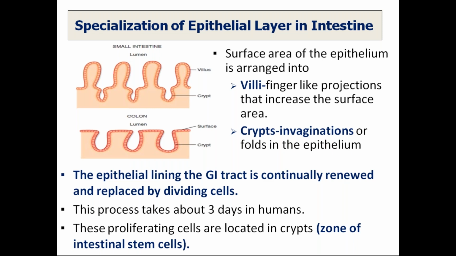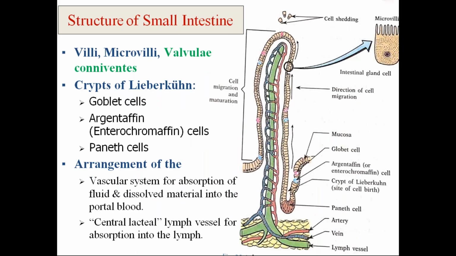Nutrients are absorbed in the small intestine mainly. So this is just again a structure of the small intestine. It is showing you the villus, and this is showing the direction of cell migration and maturation. It is formed in the intestinal stem cell zone, which is present in the crypts, from where the cells migrate and they are shed and renewed.